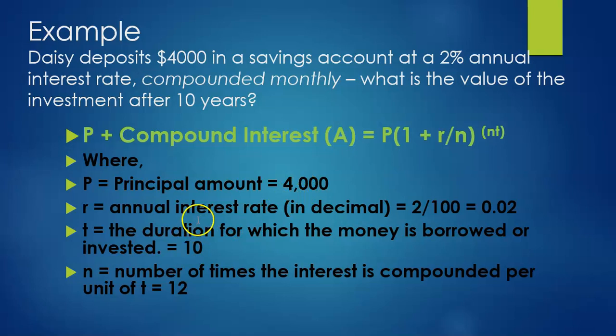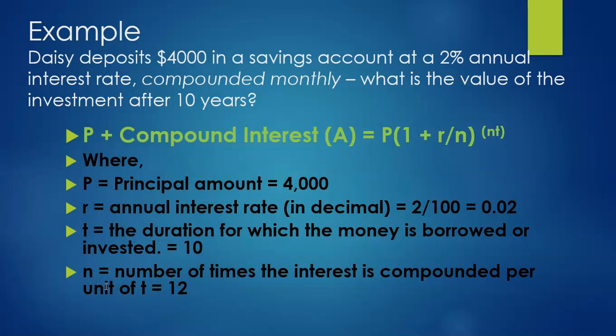We have been given the annual interest rate, which is 2%, so we convert that into decimal, which yields us 0.02. T is the duration for which the money is borrowed or invested, which is 10 years. So that's given as well.